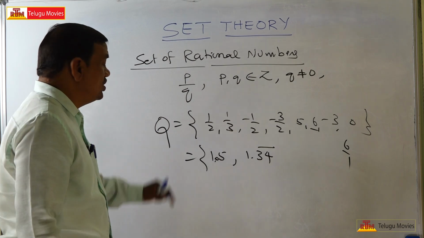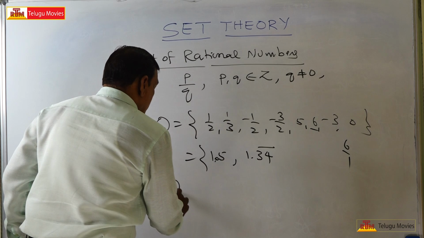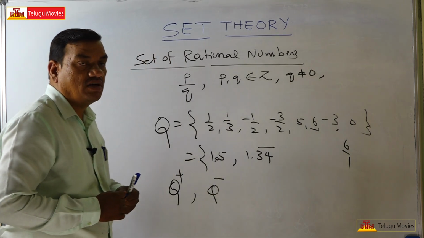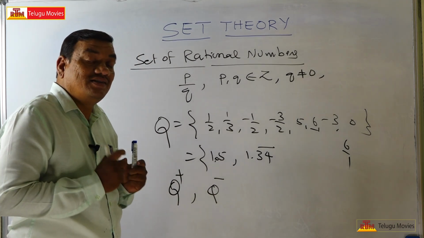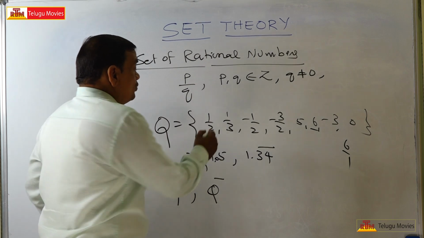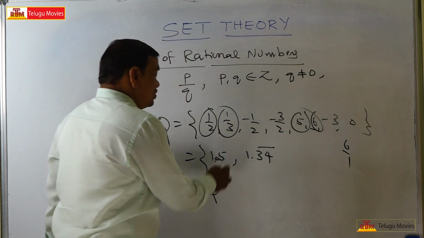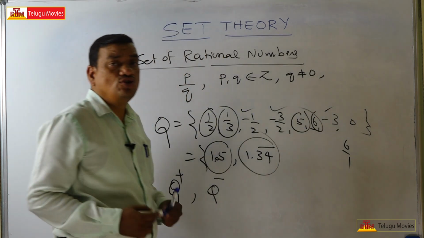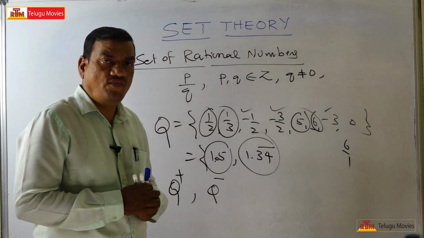Okay, now this is denoted with Q. Again, in this, the set of positive rational numbers is denoted with Q plus, and the set of negative rational numbers is denoted with the symbol Q minus. Here plus and minus indicate that they are positive. This is positive, positive, positive, positive. This is also positive. Negative means these are negative. As usual, 0 is neither positive nor negative.